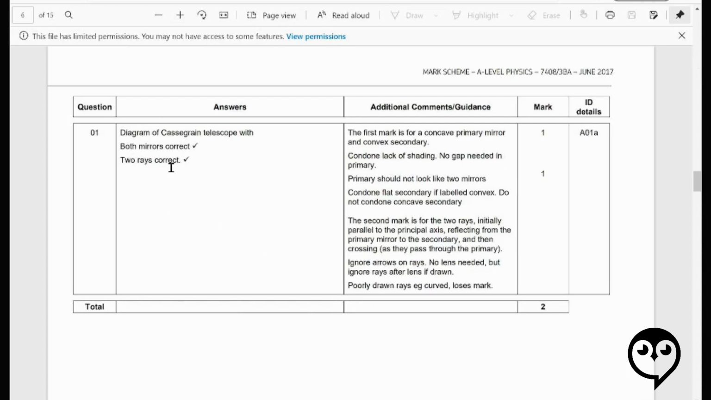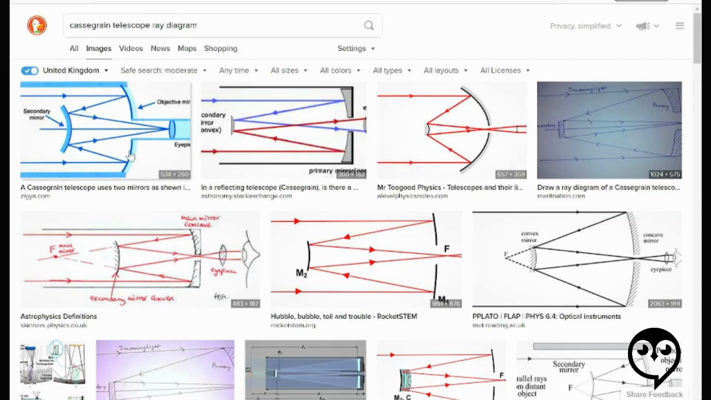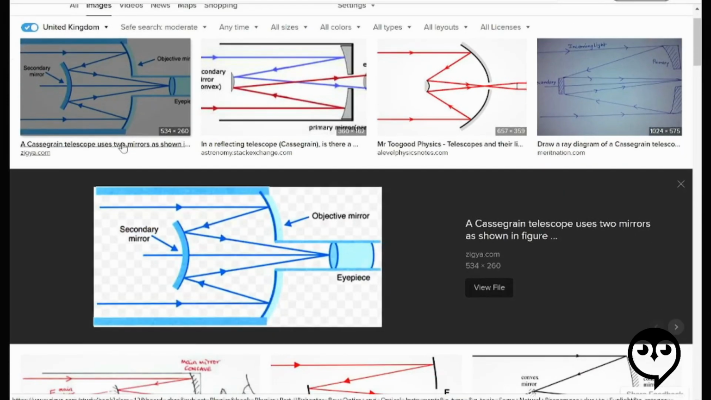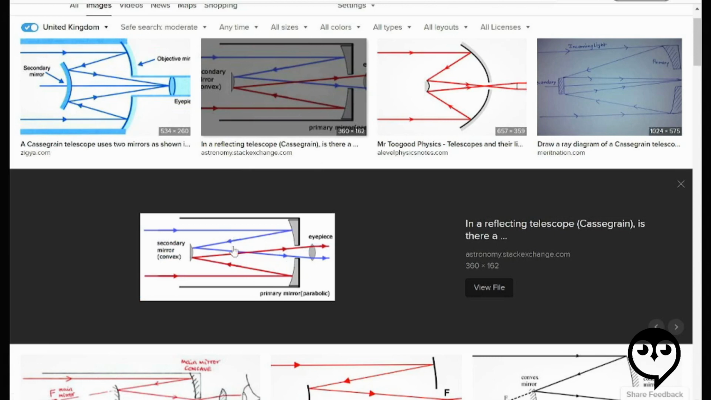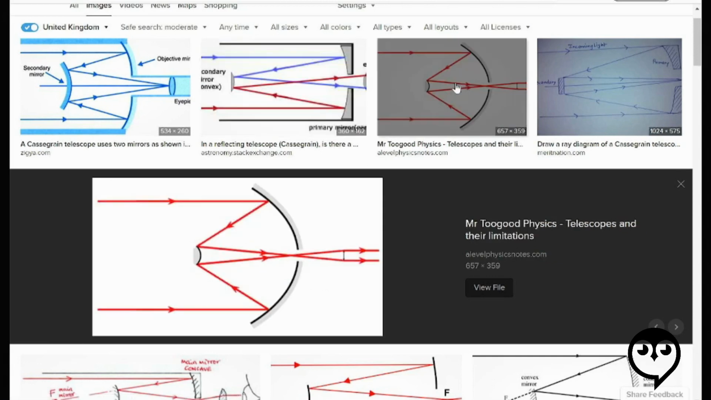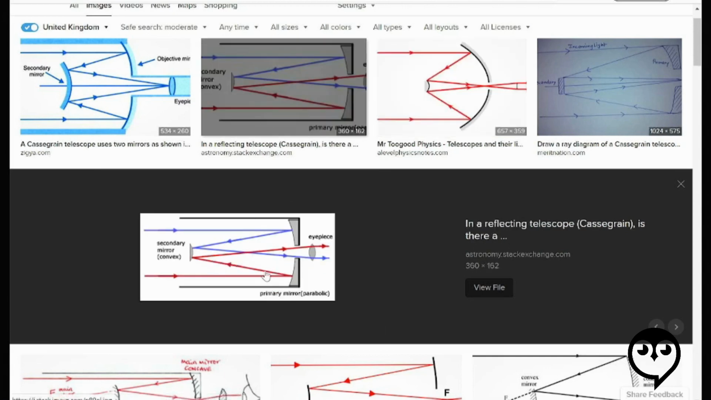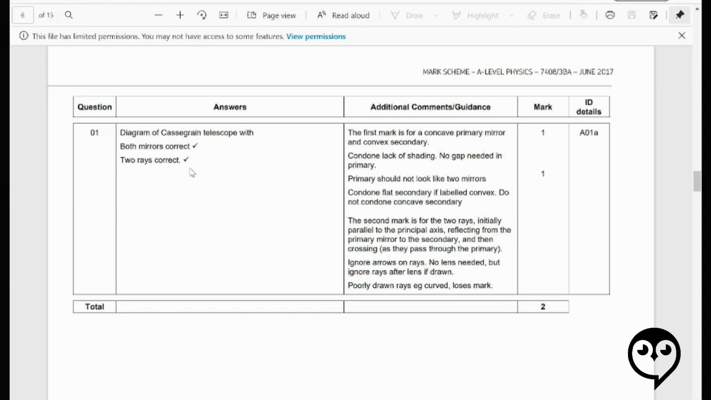It needs to have both mirrors correct, 2 rays correct. So what does that actually mean? I'll show you. Here's an idea. You can see here you've got a concave mirror. As we saw in the other question, it has a parabolic surface. It will reflect off of a convex mirror, and that will allow for an image to be formed on an eyepiece. I don't like this diagram because I don't think it's going to go like this. It's more likely that they're going to cross over and then go through the eyepiece like that. Okay, but here's an example. Here's another example. So parallel to the primary axis, reflecting off of the mirror, and then going through, something to that effect. I think that ticks all of those checks there.